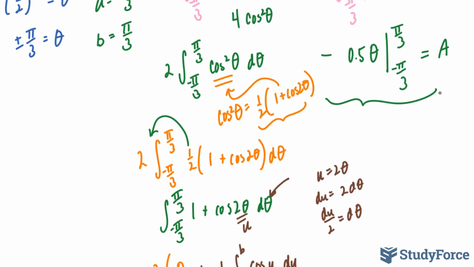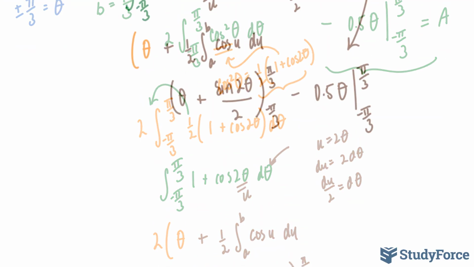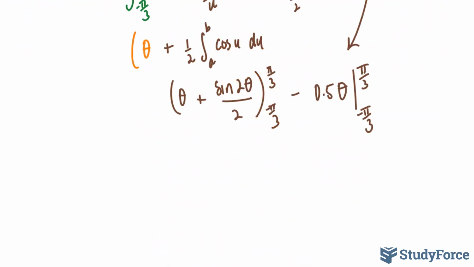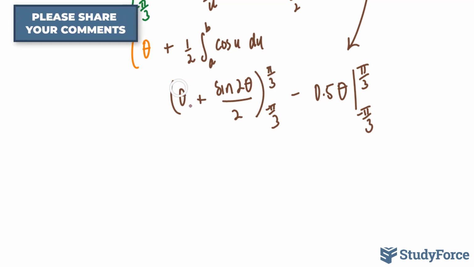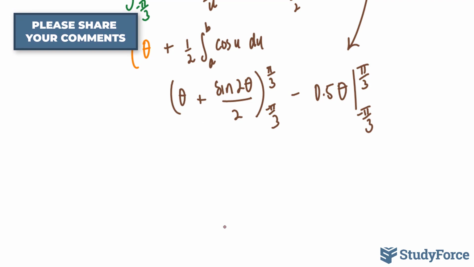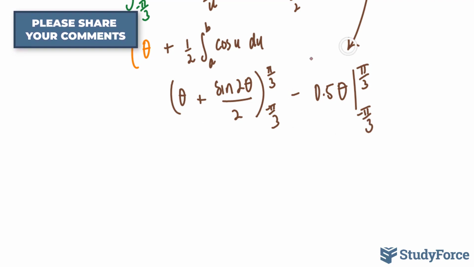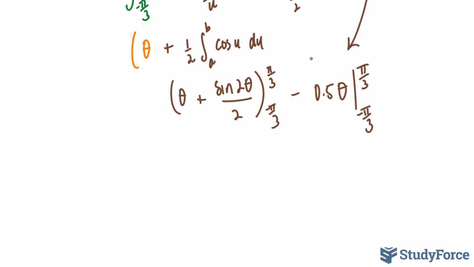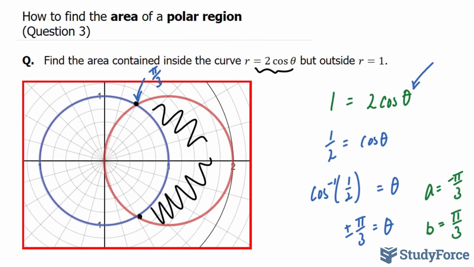Now we can bring this back into the equation. Now that I've written it all together, I need to evaluate this part of the equation at pi over 3, and then subtract what I find with this part of the equation evaluated at negative pi over 3. And similarly, the same thing here. And if you do it correctly, you should end up with an area that's approximately 1.91 units squared. And there you have it. That is how to find the area of a polar region.